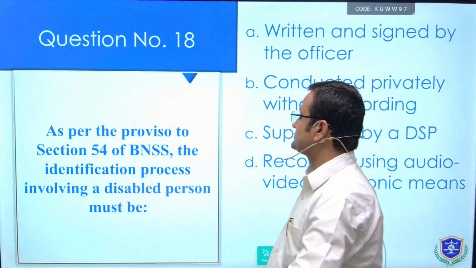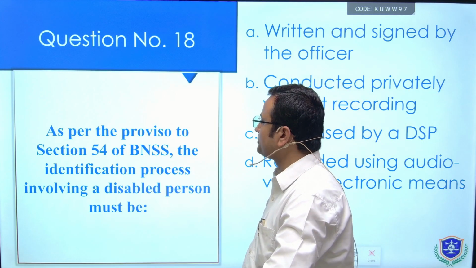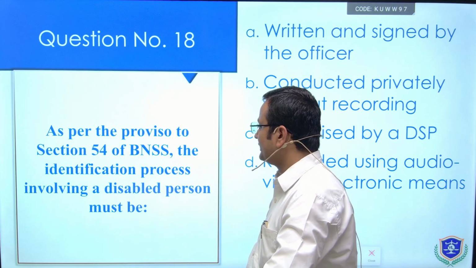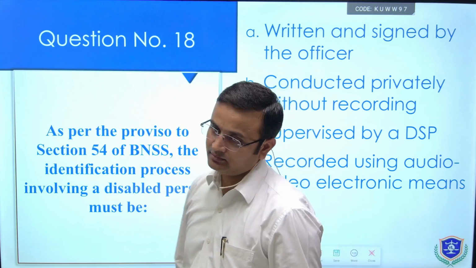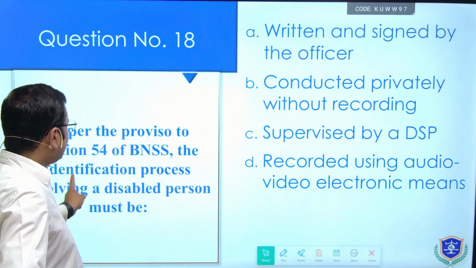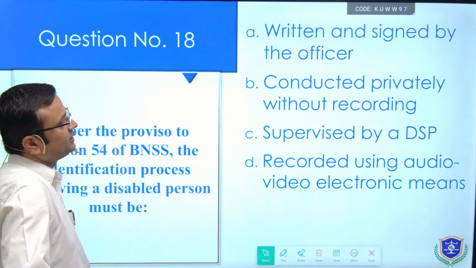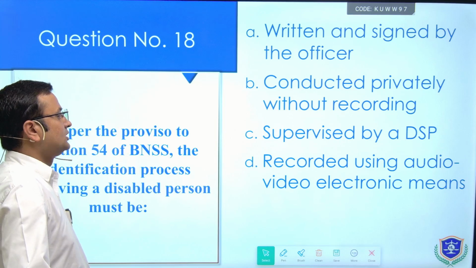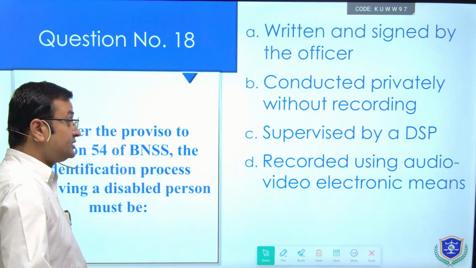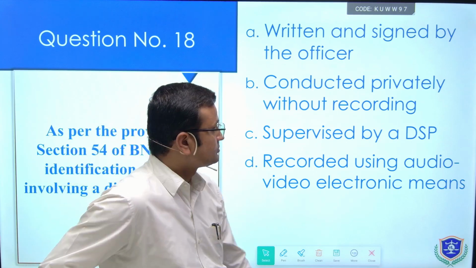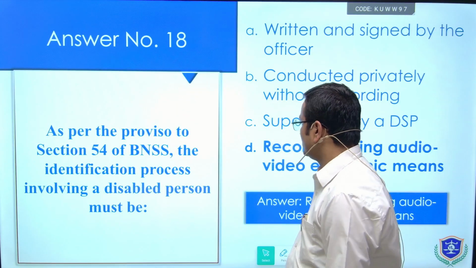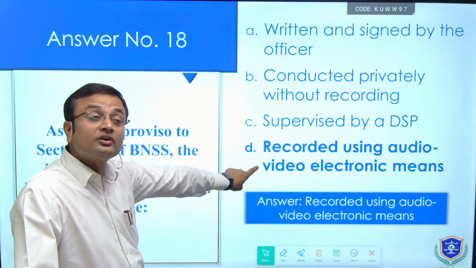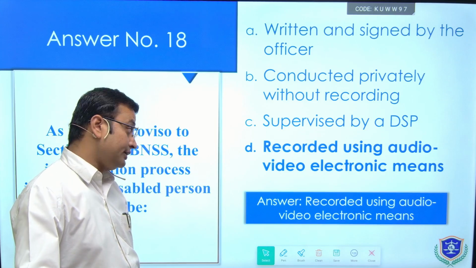The next question, which is on BNSS: as per the proviso to section 54 of BNSS, the identification process involving a disabled person must be: written and signed by the officer, conducted privately without recording, supervised by a DSP, recorded using audio, video, electronic means. Now see the option and the answer, that is written and signed. So the fourth option is correct, that is recorded using audio, video, electronic means.